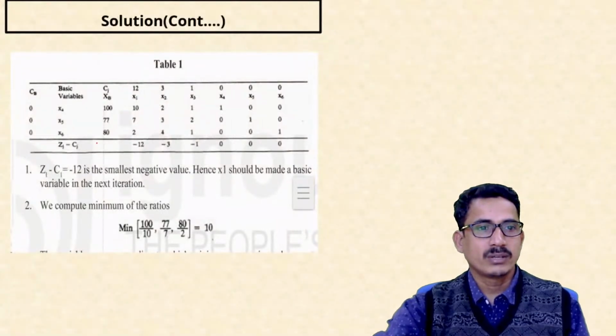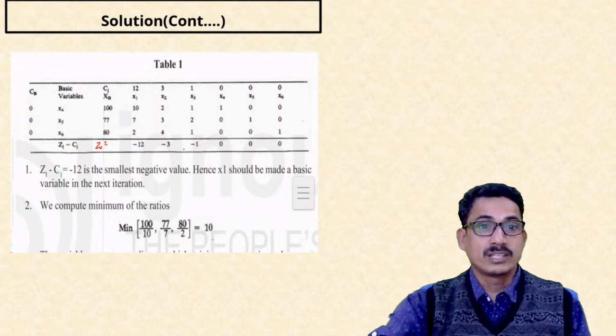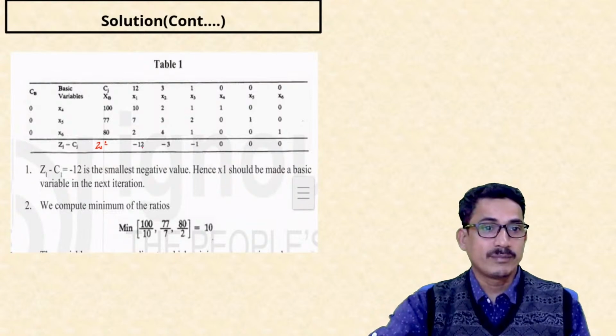You have to find out Z0 here. How to get it? Multiply CB into the XP column. All will be 0 initially because all the coefficients are 0. But Zj minus Cj, here 3 are negative. Which one is negative? Minus 12.